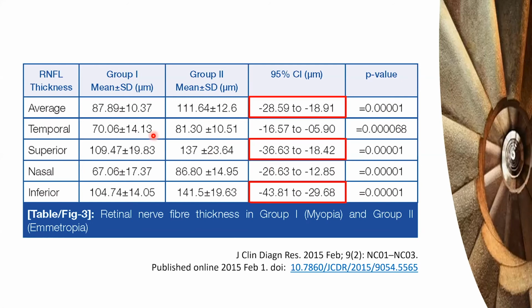The average RNFL thickness between the myopia group and the emmetropia group differed by between 18 and 28 microns. So the myopes who did not have glaucoma had RNFL thicknesses that were hugely different from the emmetropes. And you can see here in the important glaucoma areas, even a larger spread in the superior and inferior areas. So when using OCT to look for glaucoma in high myopes, I would be very, very, very careful in using reference databases to help you make the decision.